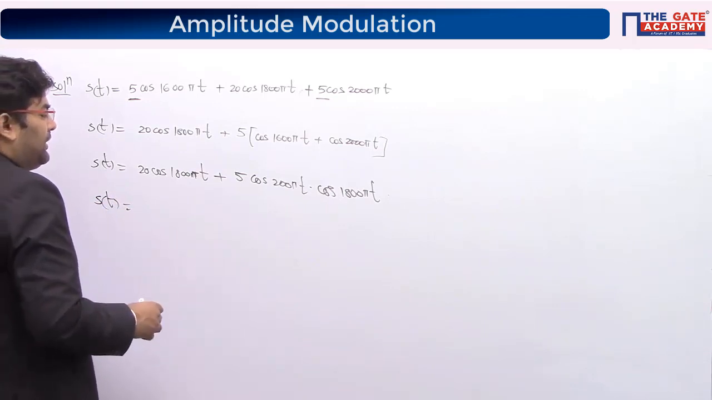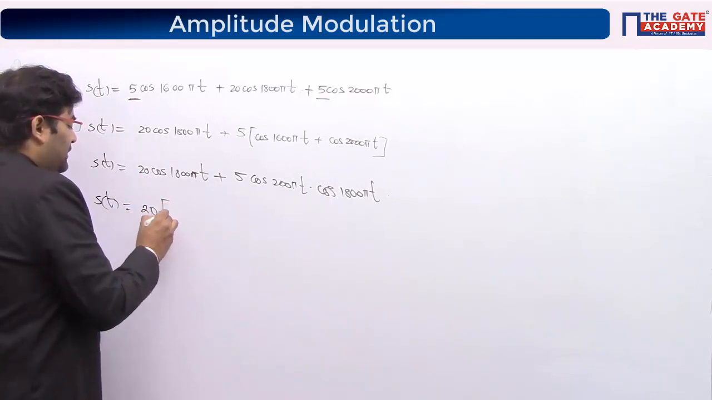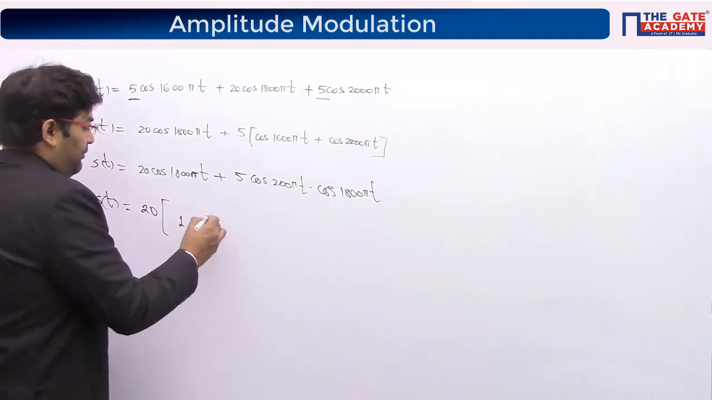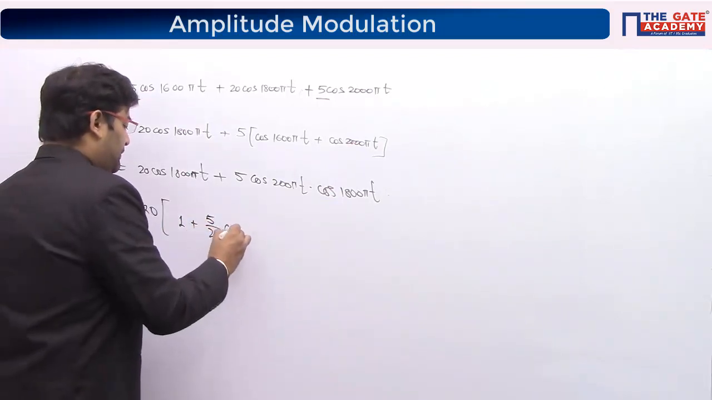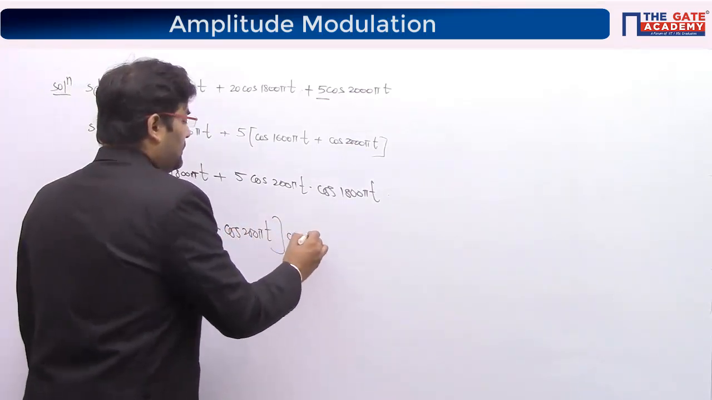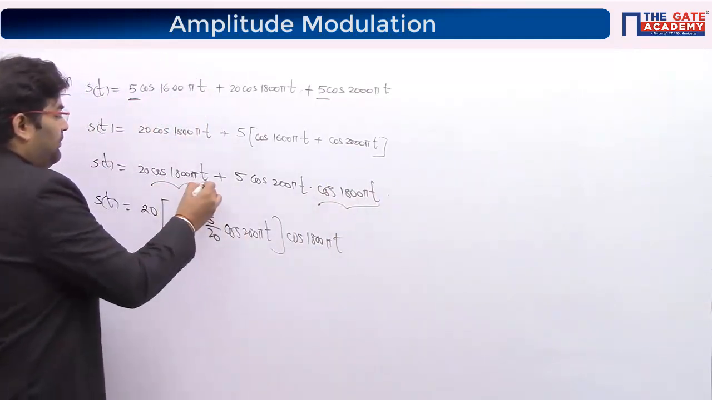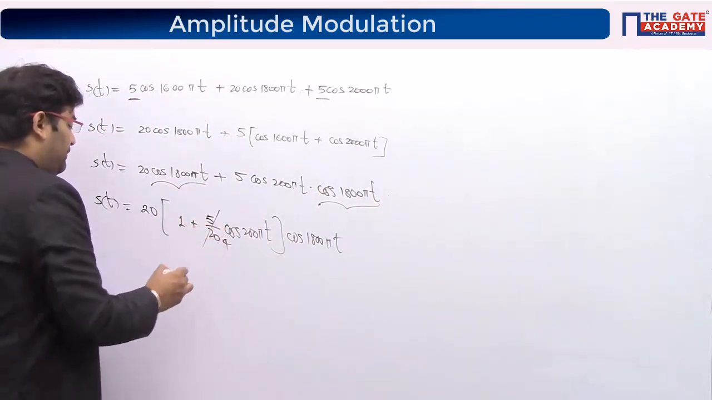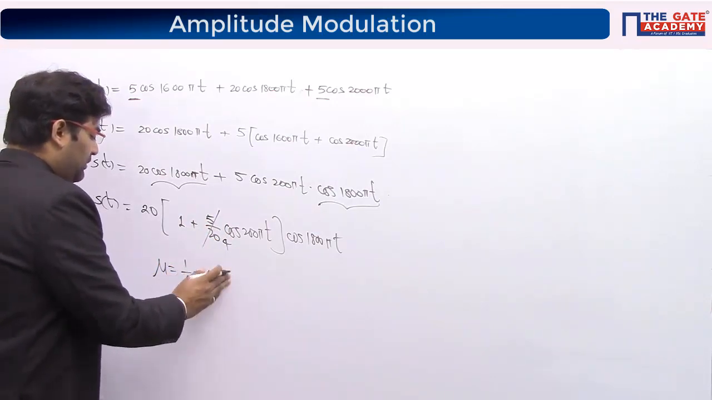Now you can take cos 1800 pi t as common, and you can also take 20 common, to get the standard form. So it will be 1 plus 5 by 20 cos 200 pi t into cos 1800 pi t. So guys, this is coming common. Now you clearly see it is 1 by 4. So mu is equal to 1 by 4. Answer is 0.25.